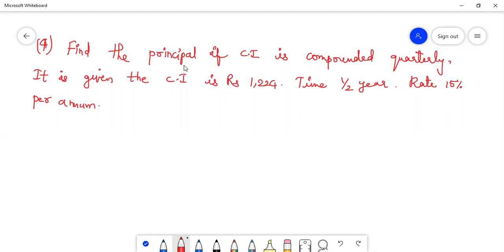Next question. Find the principal amount if the compound interest is compounded quarterly. It is given that the compound interest is rupees 1,224, time half year, rate of interest is 15% per annum. Here we can find out the principal amount.